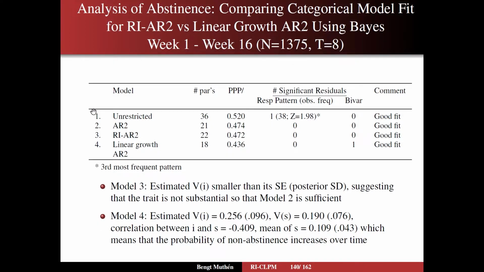Now we turn on slide 140 to the analysis of a binary outcome, that is, in this case, the abstinence variable, the dichotomized alcohol risk variable. I'm going to compare the categorical model fit for RI-AR2 versus the linear growth model AR2, and using Bayes here now since we have categorical outcomes. Same time distance and same sample and number of time points. I should say that we have the outputs for these runs on the website as well.